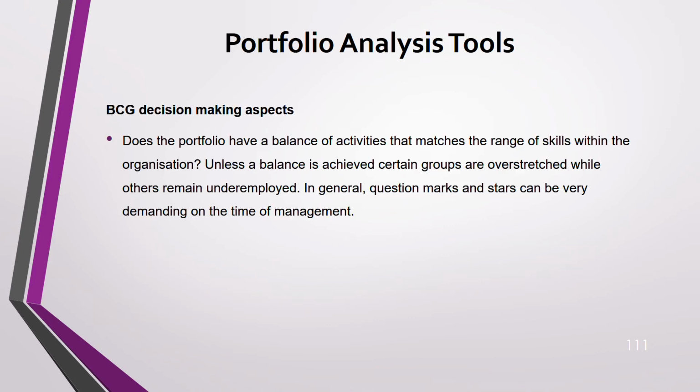Then, does the portfolio have a balance of activities that measures the range of skills within the organization? Unless a balance is achieved, unless you have a balance of all the four, certain groups will be overstretched while others will remain underemployed. For example, question marks and stars can be very demanding on the time of management. They need more time. Why?